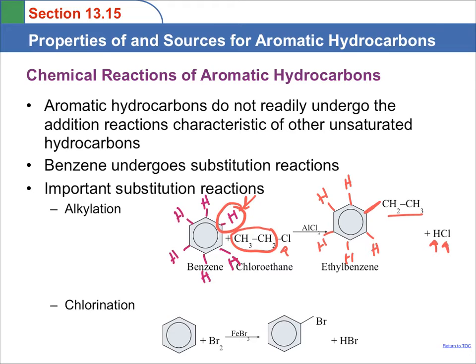We can also substitute with other types of groups. This first one was called alkylation because we're adding an alkyl group. We could also do chlorination, bromination, a number of other substitutions. So here we're adding bromine to the ring. We're going to get rid of the hydrogen and add in a bromine atom instead. So again, the big thing here is to know that benzene rings do not do addition reactions, even though we think of them as having double bonds. Instead, they do what we call substitution.